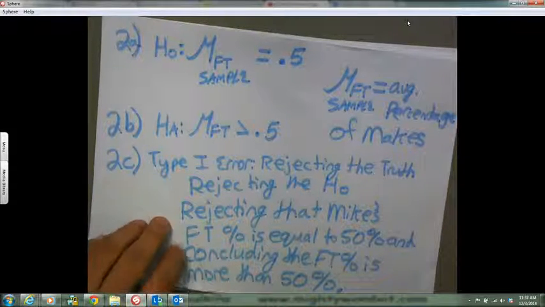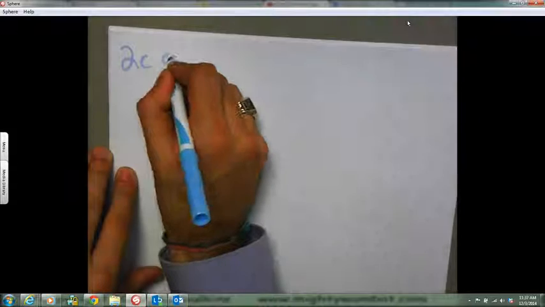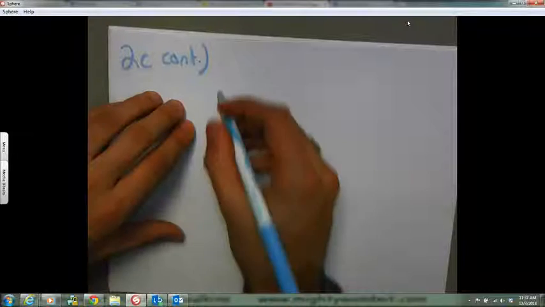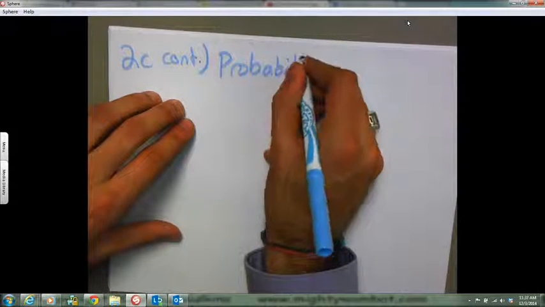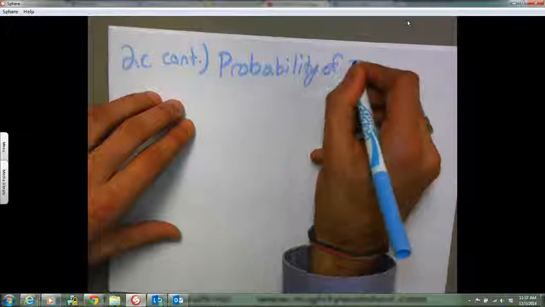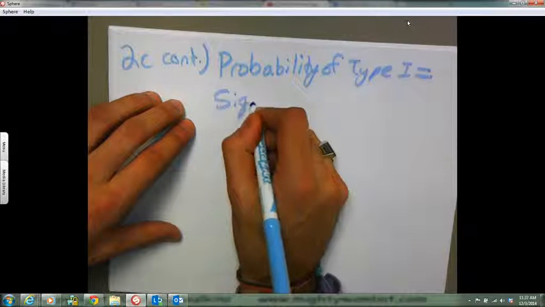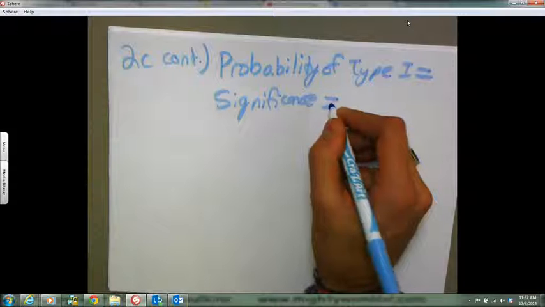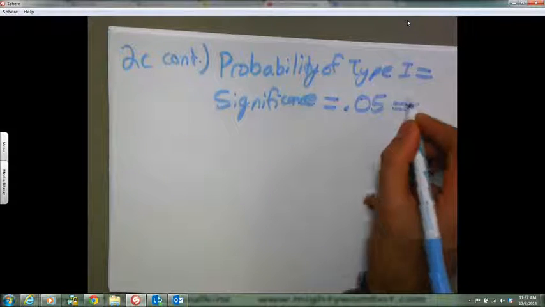Then they ask us to identify the probability of type 1 error. The probability of type 1 error equals the significance level, which, for Mike's problem, using the 0.05 significance level, means the probability is 5%.